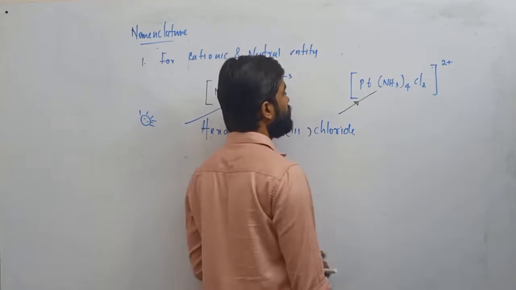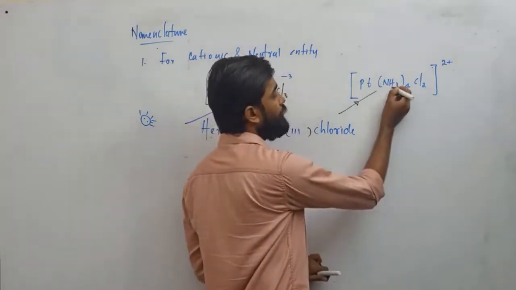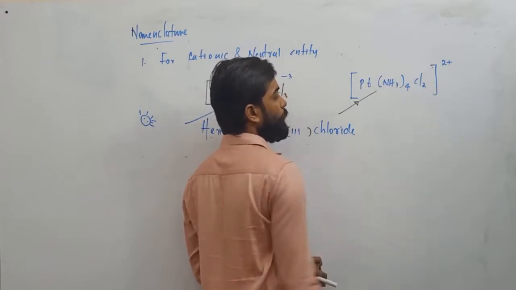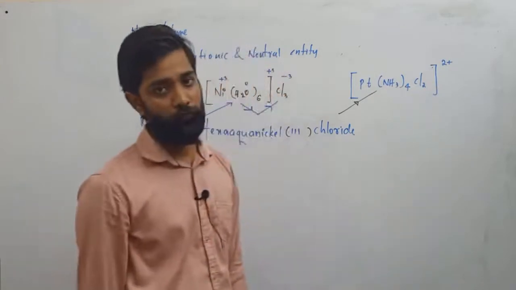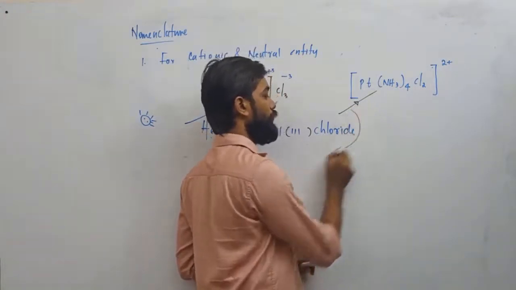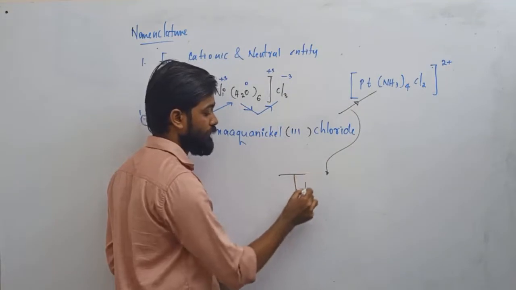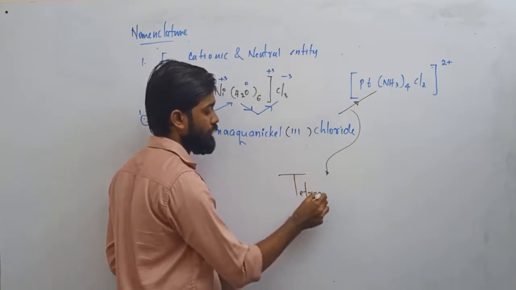Ready? Fine. Which means this is a ligand called ammine. This is a ligand called chlorido. So in your alphabetical order, your first one is ammine. How many ammines are there? Actually 4 ammines. So this is starting with tetraammine.